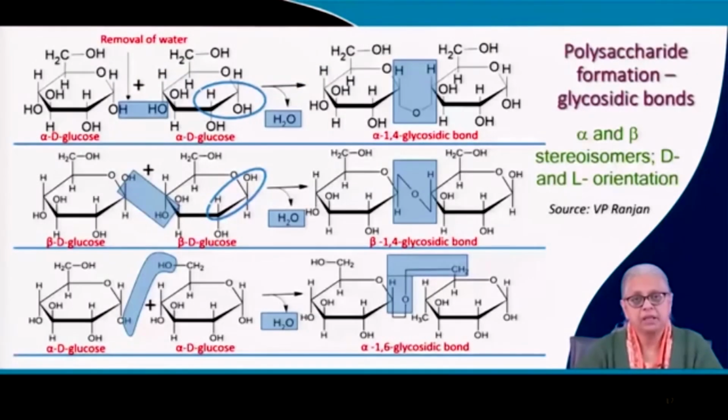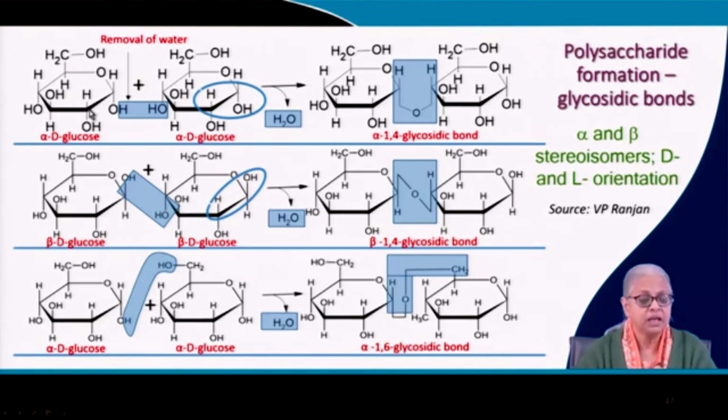So here we have the formation of polysaccharides. Now, how do these polymers of sugars form? There are three basic bonds. These are all glycosidic bonds. Glucose molecules will bond together in different ways. So there are three types of glycosidic bonds that are shown in this particular slide.